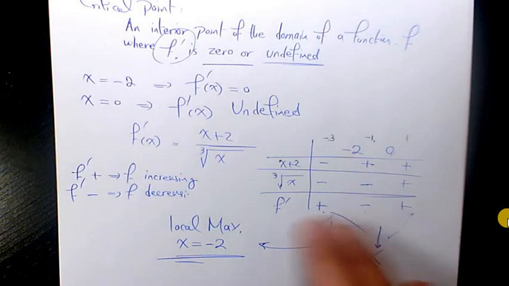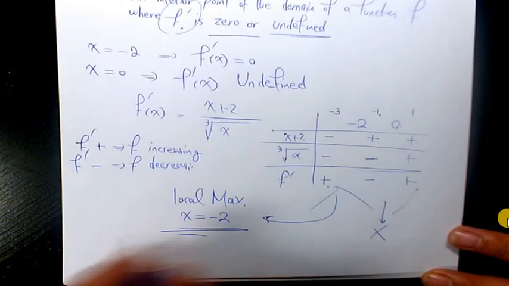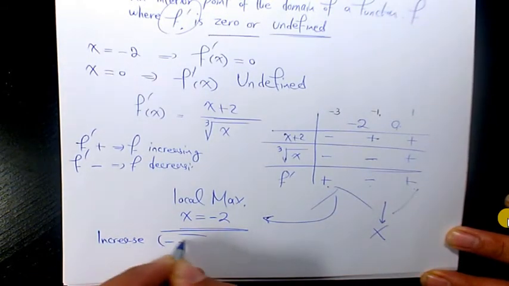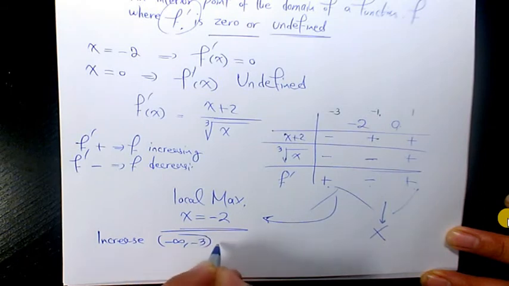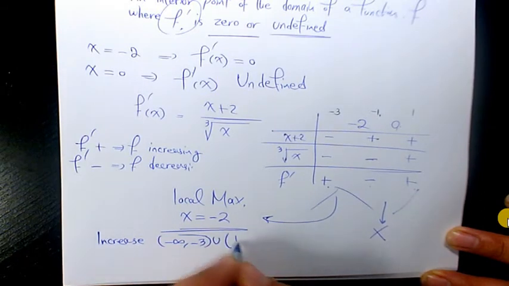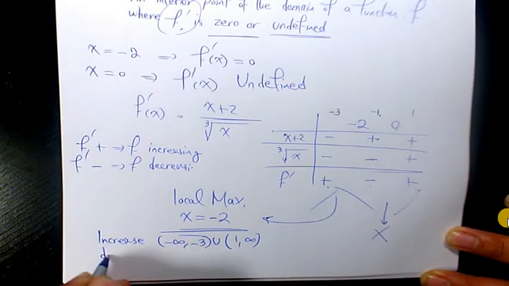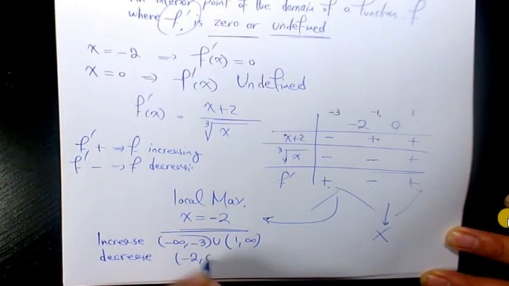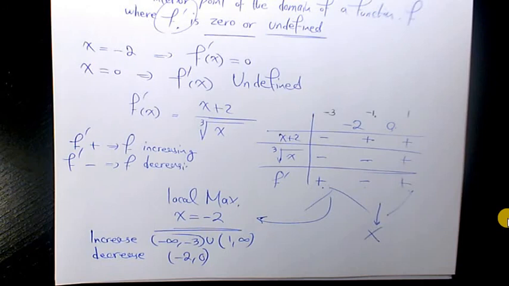And here we have the interval of increase and decrease. Interval of increase is going to be negative infinity to negative 2 and 0 to infinity. Interval of decrease is going to be negative 2 to 0. That's going to be the answer.